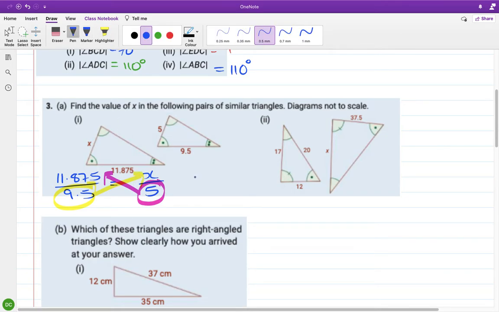So we have 9.5x equals 11.875 multiplied by 5, which is 59.375. And then we divide by 9.5 and divide by 9.5. They cancel. And x equals, divided by 9.5, 6.25. So that's what I'm getting there.